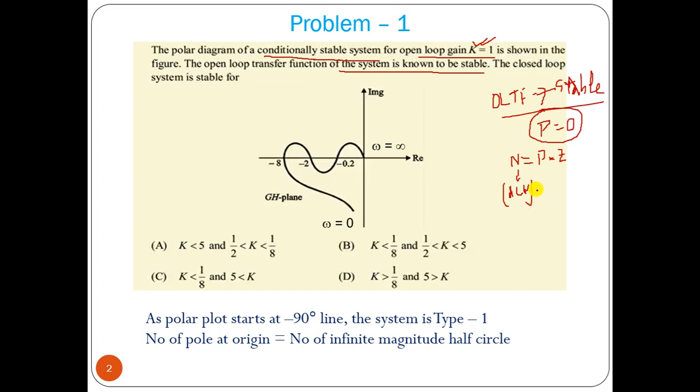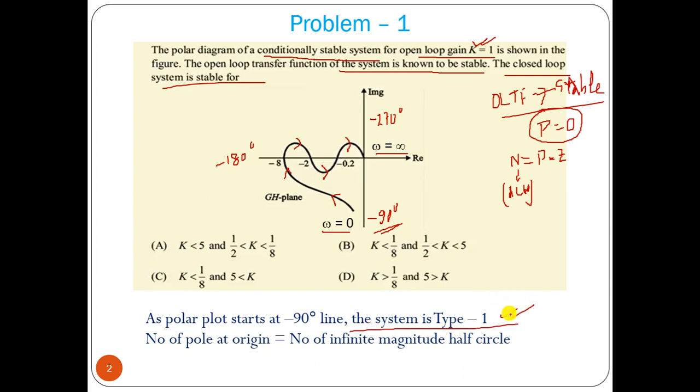Now what you have to find out? We have to find out the range of k for which the closed loop system is stable. So this is the problem. Now from this polar plot, what you can see is that it goes from omega equal to 0 to infinity. It starts from the minus 90 degree line and ends at the minus 270 degree line, crossing the minus 180 degree line. As this polar plot starts at the minus 90 degree line, that means the system is type 1.